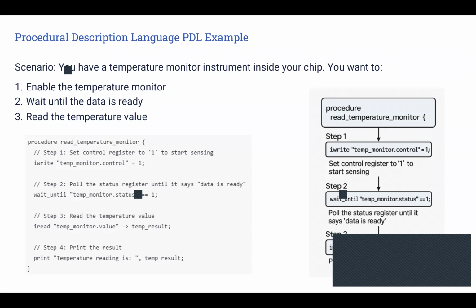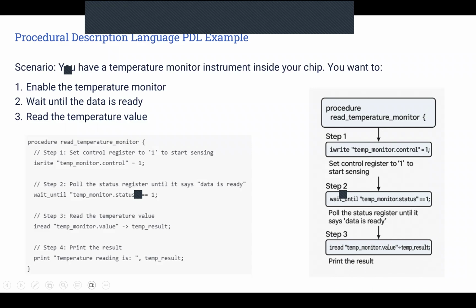Okay, the second line is the iWrite. The double slash is not a line, so the next line is iWrite. The iWrite line basically tells us to write 1 to the control register, so it turns on the temperature monitor. And the next one, which is the iWaitUntil, is a wait signal that tells the test procedure to wait until the monitor says data is ready.